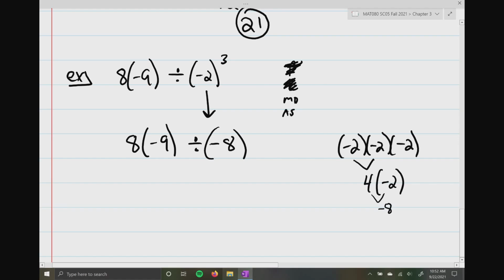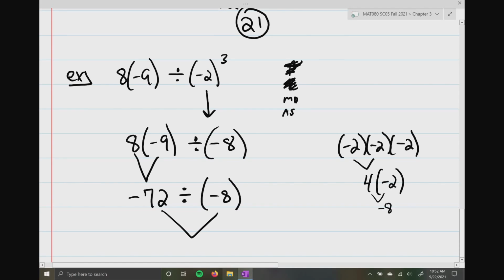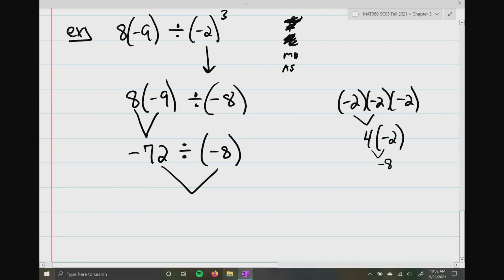Okay? Exponents are done. Now we're going to go left to right. Multiplication and division in the order in which we see them. So I have to do this first. 8 times negative 9 is negative 72. Now I can go ahead and do this. Negative 72 divided by negative 8 is going to be positive 9. Because a negative divided by a negative is a positive. 72 divided by 8 is 9.